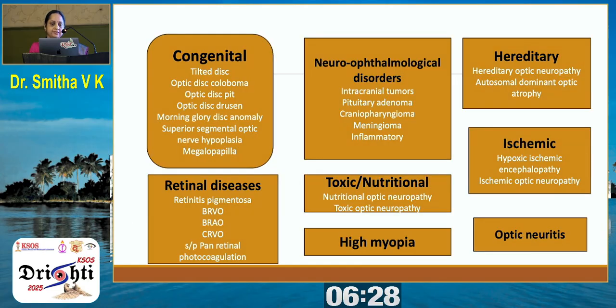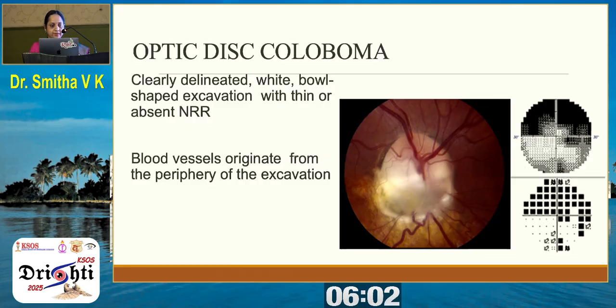The conditions that can mimic glaucomatous disc cupping are congenital conditions like tilted disc, optic disc pit, optic disc coloboma, morning glory anomaly; neuro-ophthalmological disorders like intracranial tumors, hereditary optic neuropathy, ischemic optic neuropathy, toxic nutritional optic neuropathy, high myopia, optic neuritis; and retinal diseases like RP, BRVO, CRVO, etc.